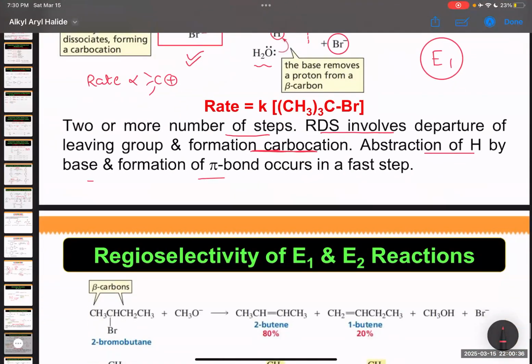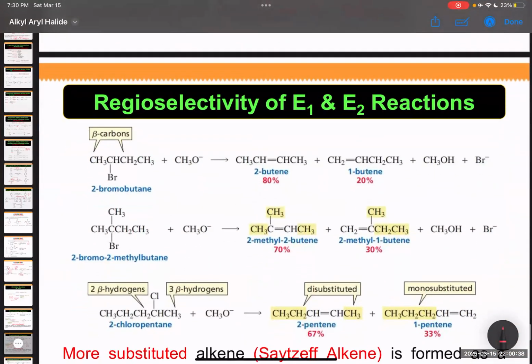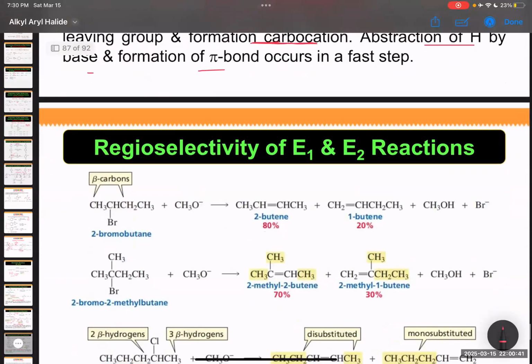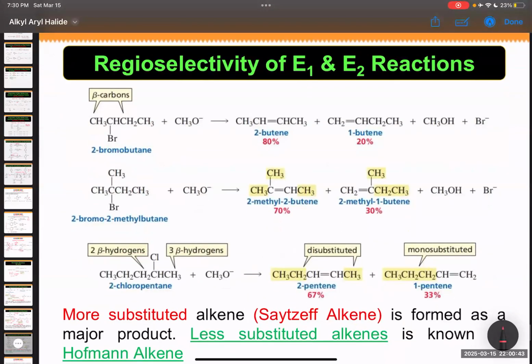And now the question is, if there is more than one type of hydrogen available around the carbon atom carrying the Br, Cl or I, which alkene are we going to form as the main alkene? So the answer is the more branched alkene, which is formed towards the longer, larger alkyl group, is the major alkene.